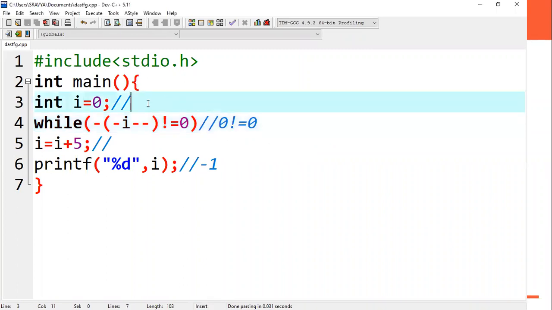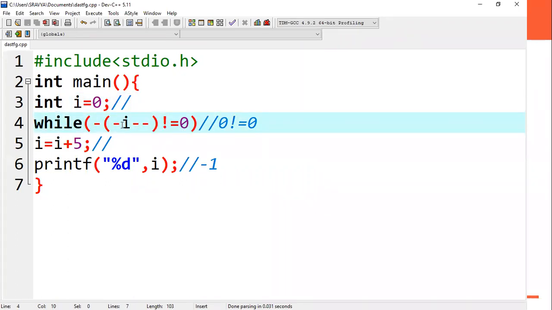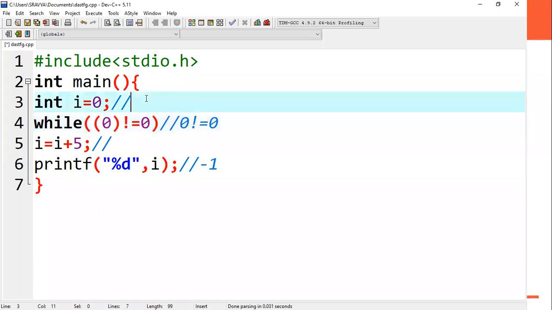Someone is asking once again, briefly. Just see, i minus minus will become what? It is post decrement. Post decrement means it will decrement later, but the value will be considered here. The value considered is 0, so it is minus 0. Minus 0 means 0 only. No effect. It will decrement later. First, it will consider 0 here, but in the memory it will become minus 1. Here the value is 0. 0 not equal to 0 is false. False means it will come out of it.